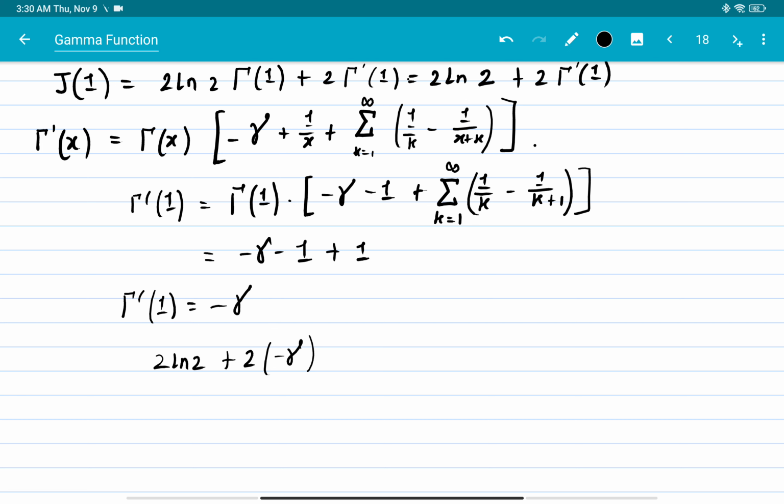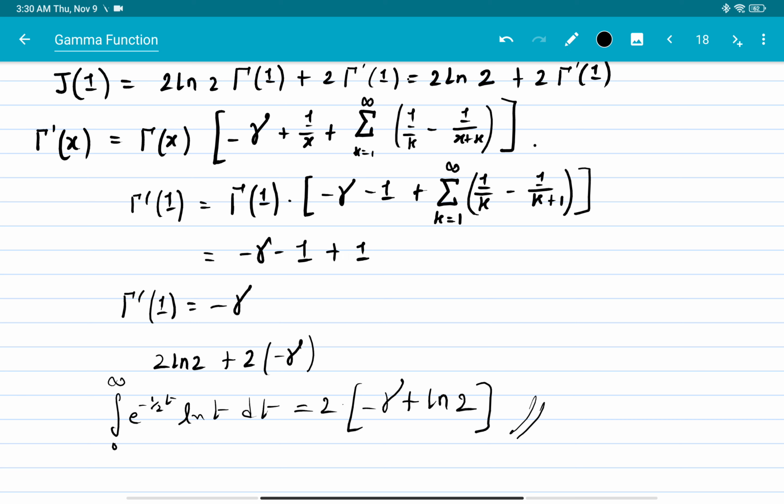So we'll be left with, the answer will be the integral from 0 to infinity of e to the power minus half t, natural log of t, dt, equals 2 times minus gamma, natural log of 2. So this is the answer of this integral.